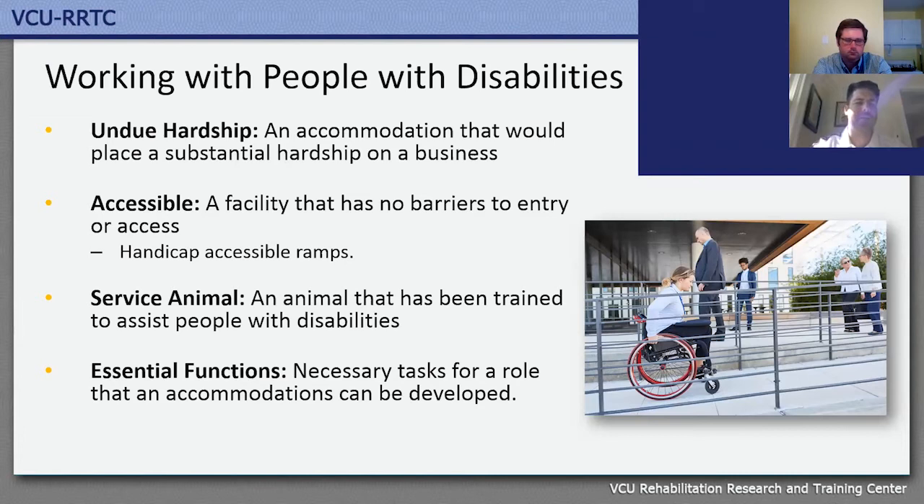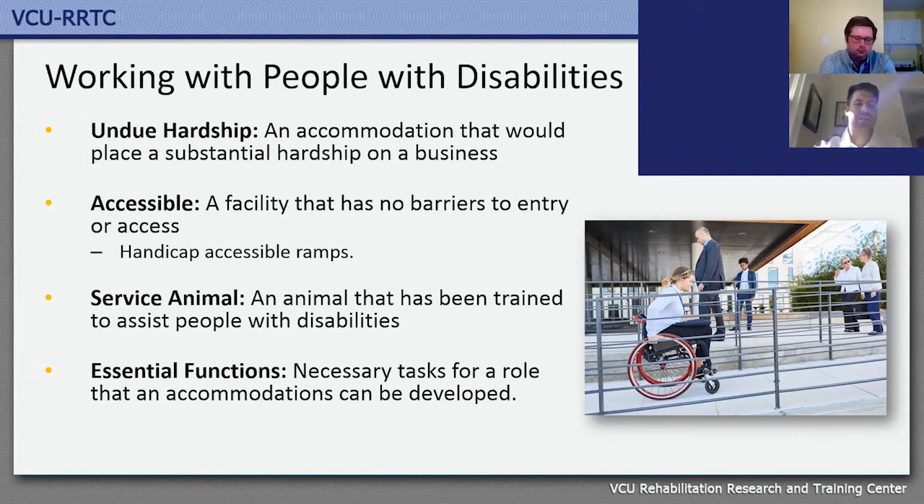Some clients may have service animals to assist them with their daily functions. Seeing eye dogs are a great example of a service animal. And it's important to recognize that the service animal is performing an essential duty and should not be treated as you would an average pet.